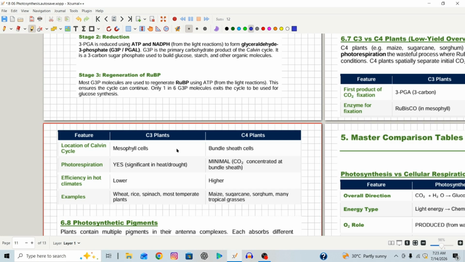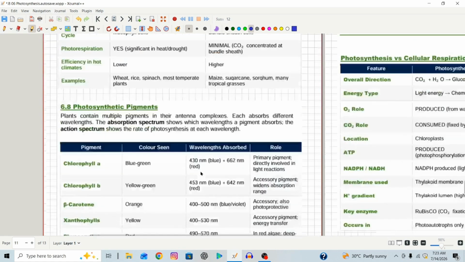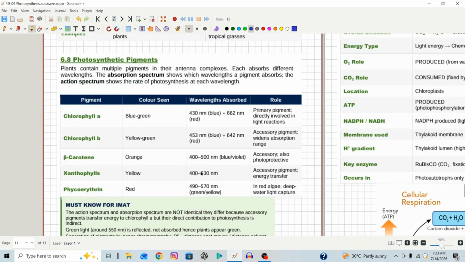The examples of C3 plants are wheat, rice and spinach, and for C4 plants obviously maize and sugarcane. These are examples for C4 plants. C3 and C4 plants is also low yield, but we still discussed it. Let's talk about photosynthetic pigments.